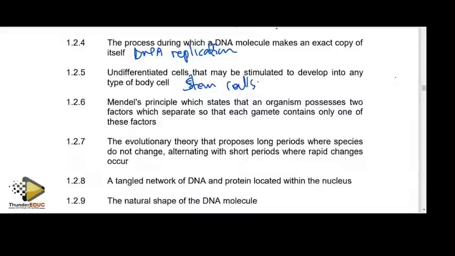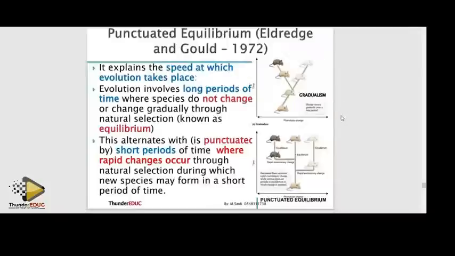So our answer here comes back to Mendel's principle of segregation. Then another question, they're saying an evolutionary theory that proposes long periods where species do not change, alternating with short periods where rapid change occurs. This is punctuated equilibrium. Where do we find this? Yeah, the answer is here.